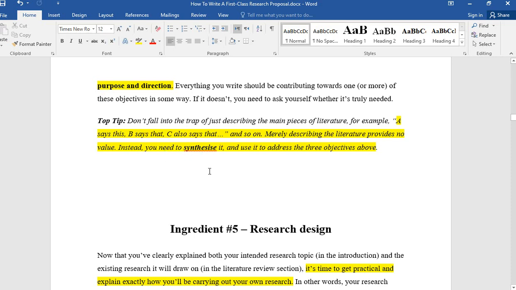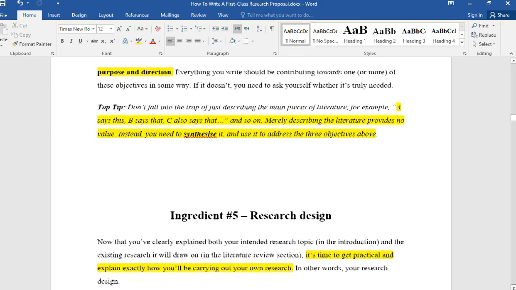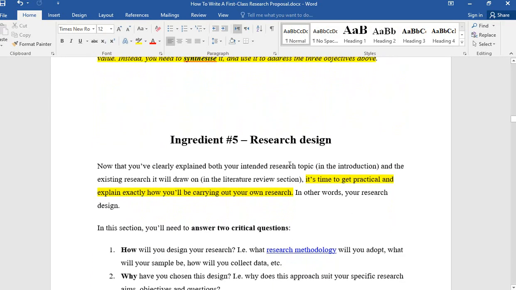You have to synthesize, yes, compile them together, gather them together, and mention the main issues of what they have said. This is the way that you have to present it in your literature review. And that was ingredient number 4. All right, so I just stop here and explain the research design later in the other class, next session.